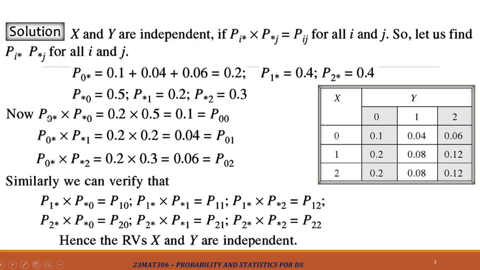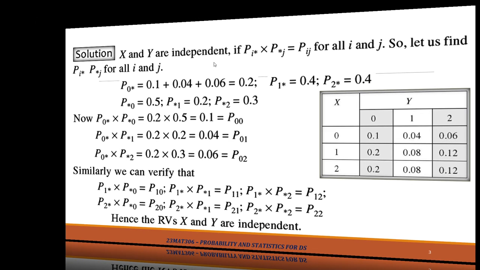Let us take this as Pi star, and this as P star j. What is the final answer? We will get Pij. Here i and j are both 0 and 0. Likewise, we check it, which means this property holds.